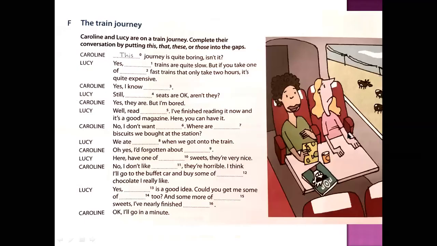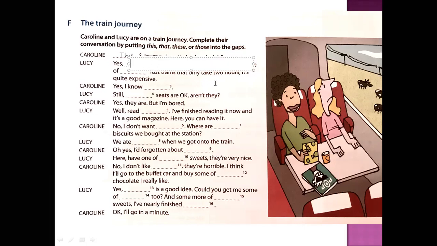Okay, here. Train journey. Those two are people going to talk about the journey. You're going to choose the same thing: this, that, these, or those. Caroline, this journey is quite boring, isn't it? So what are you going to do here, number one? Yes, these trains are quite slow.